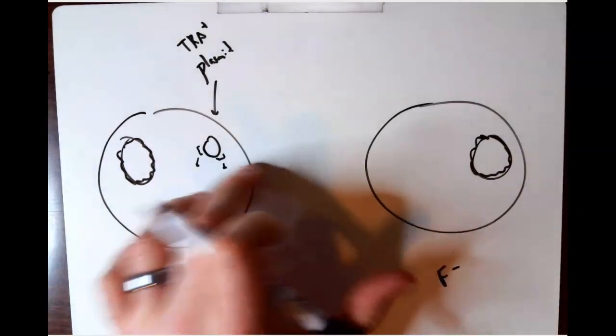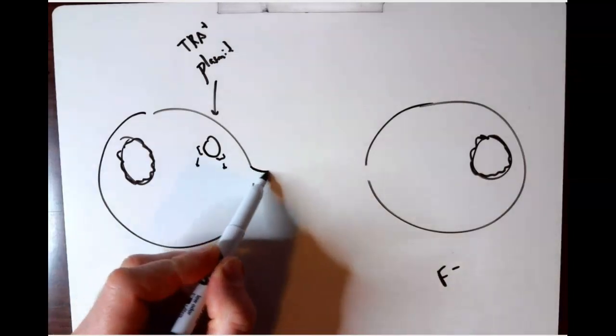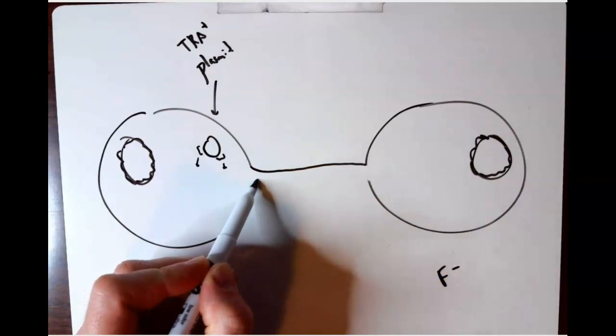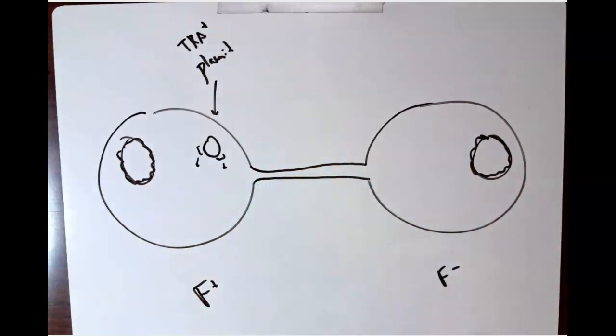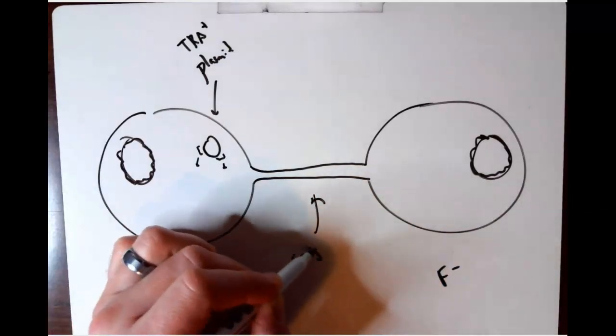One of the genes on the plasmid is for a protein that controls the formation of a hollow tube that then connects these cells. That tube is called a conjugation bridge.